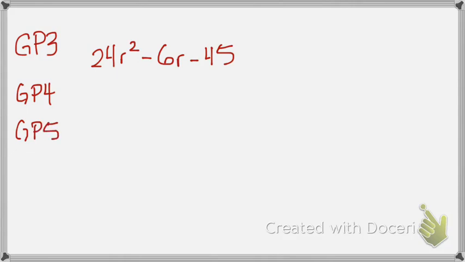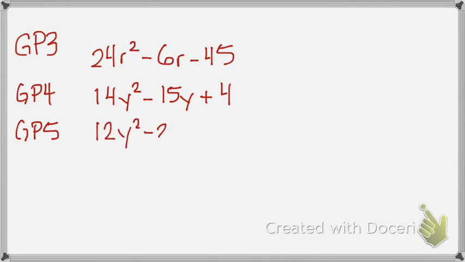GP number 4 is 14y squared minus 15y plus 4. And then let's do number 30: 12y squared minus 20y plus 8. Alright folks, I gave you the solutions to the first 2. Here's 3 more for you to work with and figure out in class.